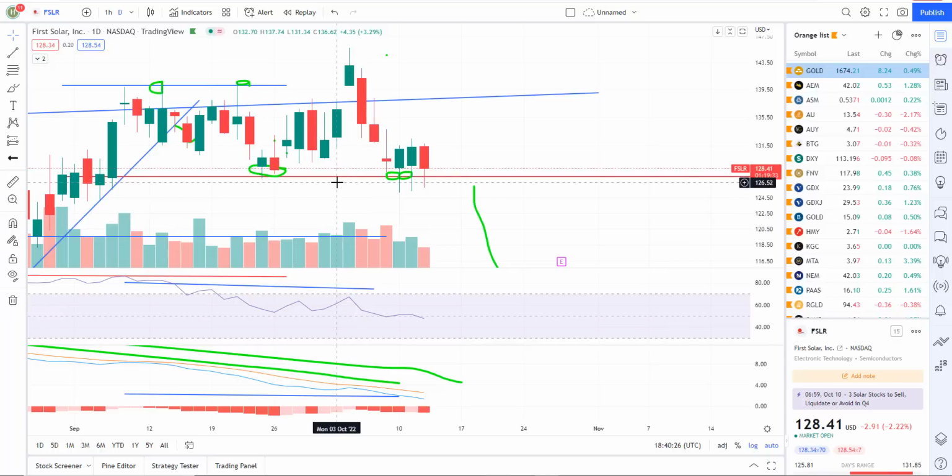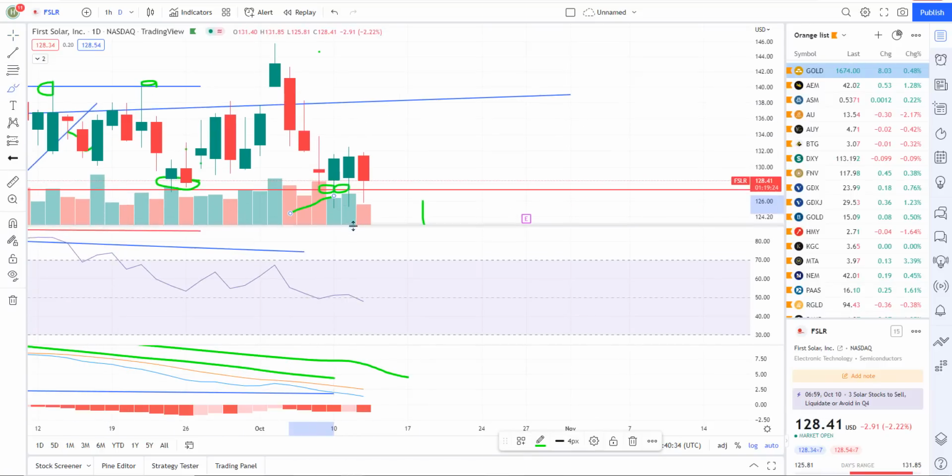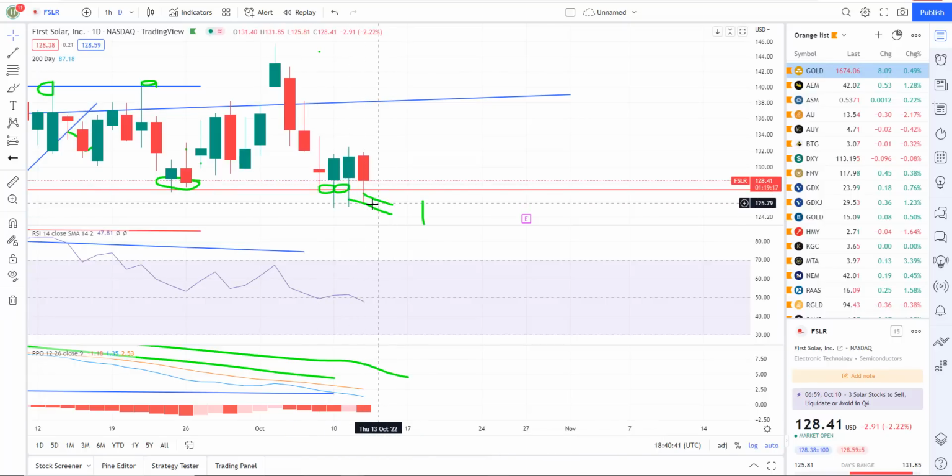Okay, individual stocks that we've looked at. Here are the setups. First Solar, still holding that support level, 127.30. Just another test and another support. All right, 1, 2, 3. We've done that the last 3 days. We've dipped below it, and the buyers are stepping in there and holding it above.